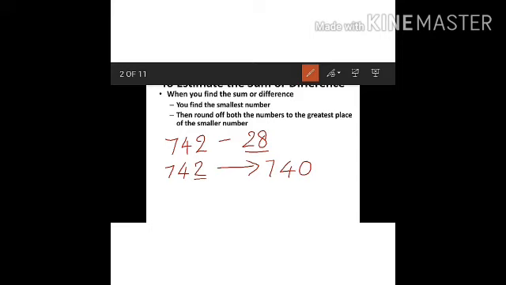Now we have to round off 28. Check the digit at the ones place. It is 8. We know that 8 is greater than 5.